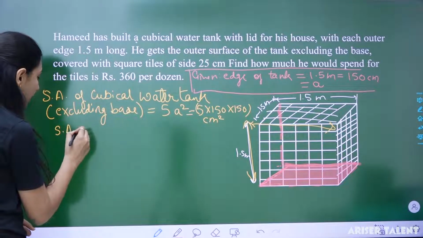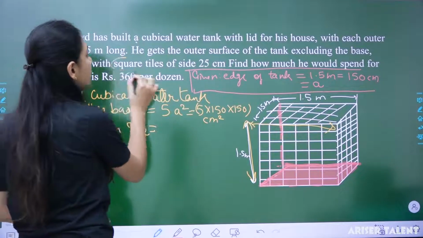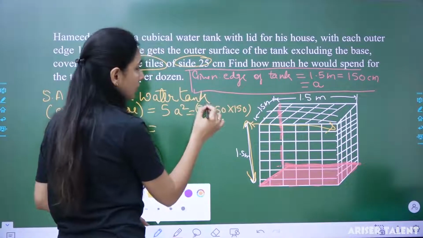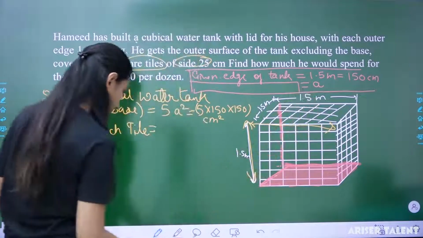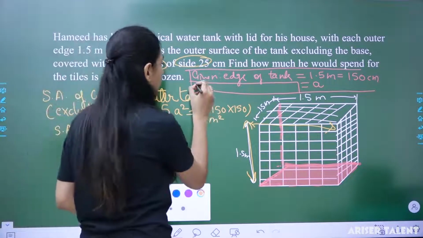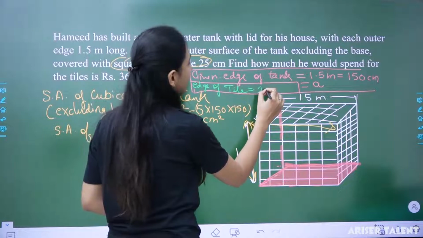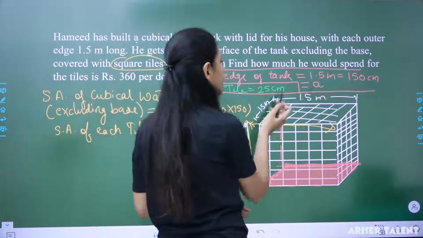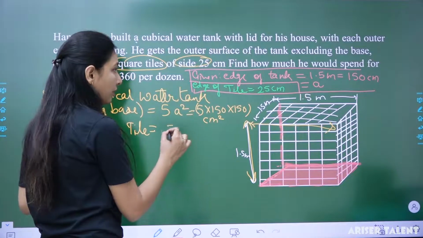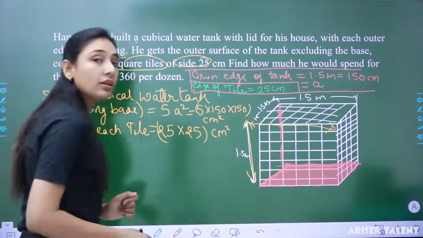Now surface area of each tile. What is it going to be? The tiles are square tiles of size 25. So basically you can say that edge of tile equals 25 centimeter. I have taken this 150 centimeter because of this given unit, centimeters. Okay. So surface area of each tile will be what? 25 centimeter multiplied by 25 centimeter, and the unit will be centimeter square or square centimeter.